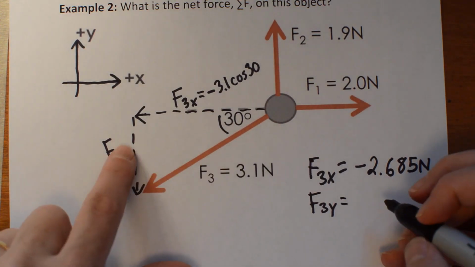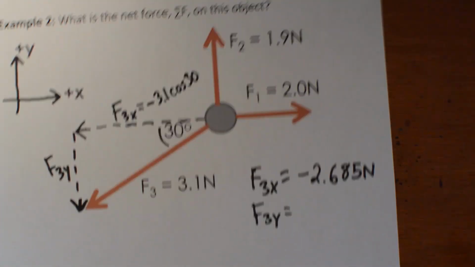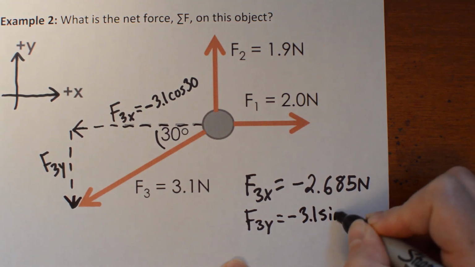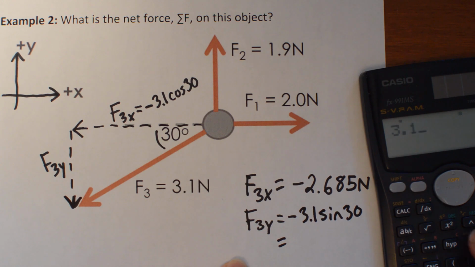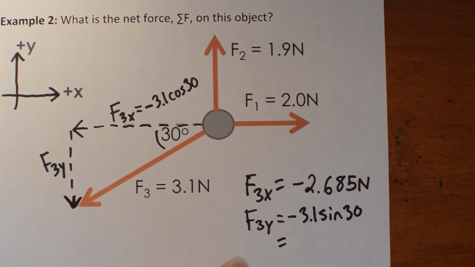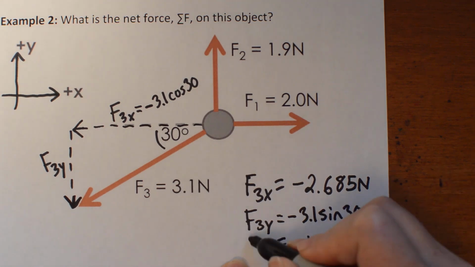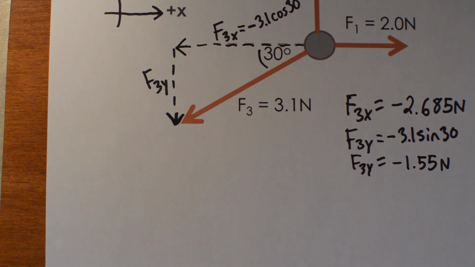Okay, F3y over here, that one is far away from my 30-degree angle, so it's going to be sine, and it's actually also negative, right? Because F3y is down and y is positive up. So it'll be negative 3.1 sine of 30, which is negative 1.55 newtons. That's F3y.